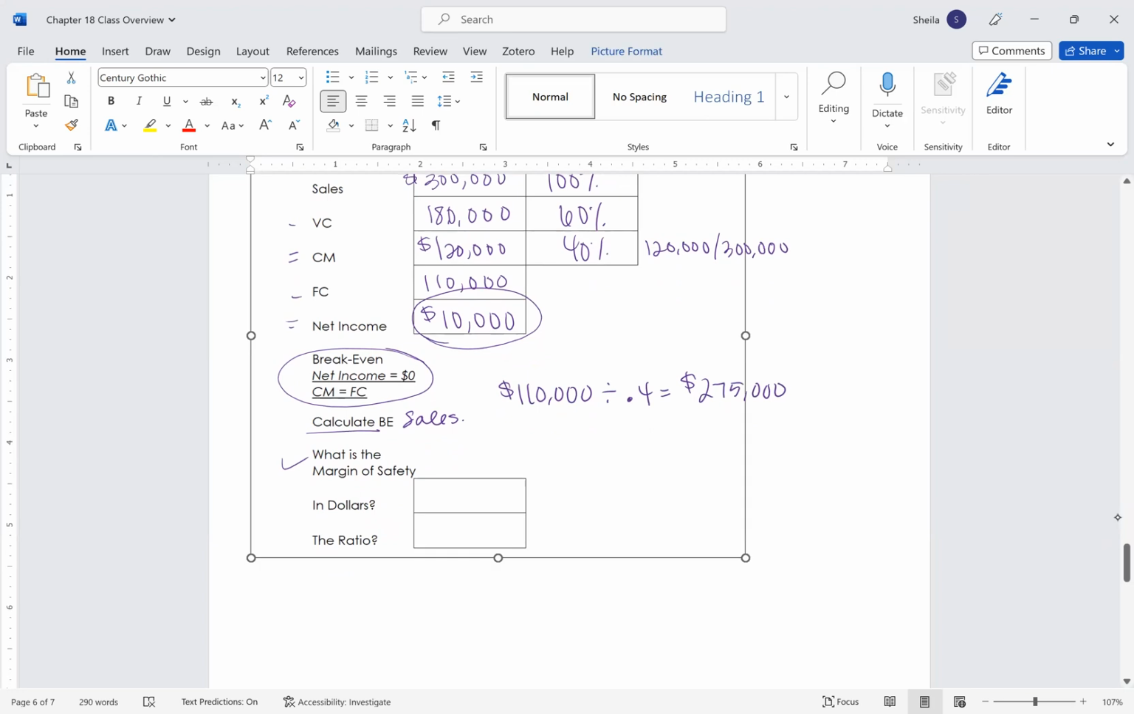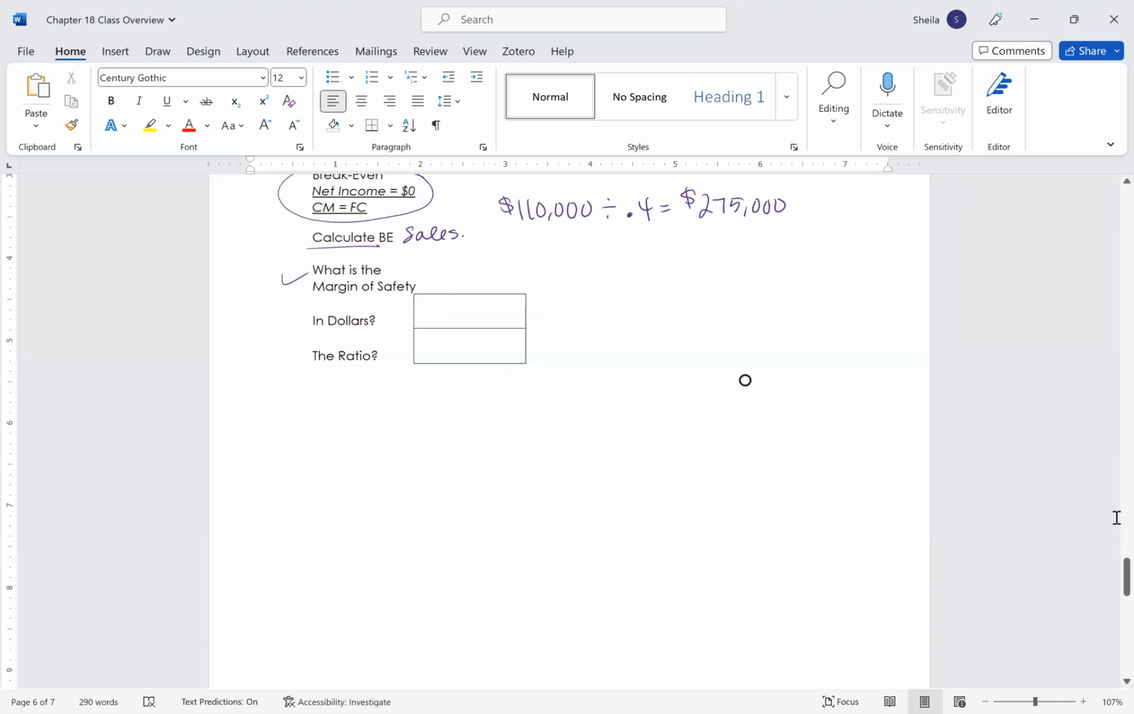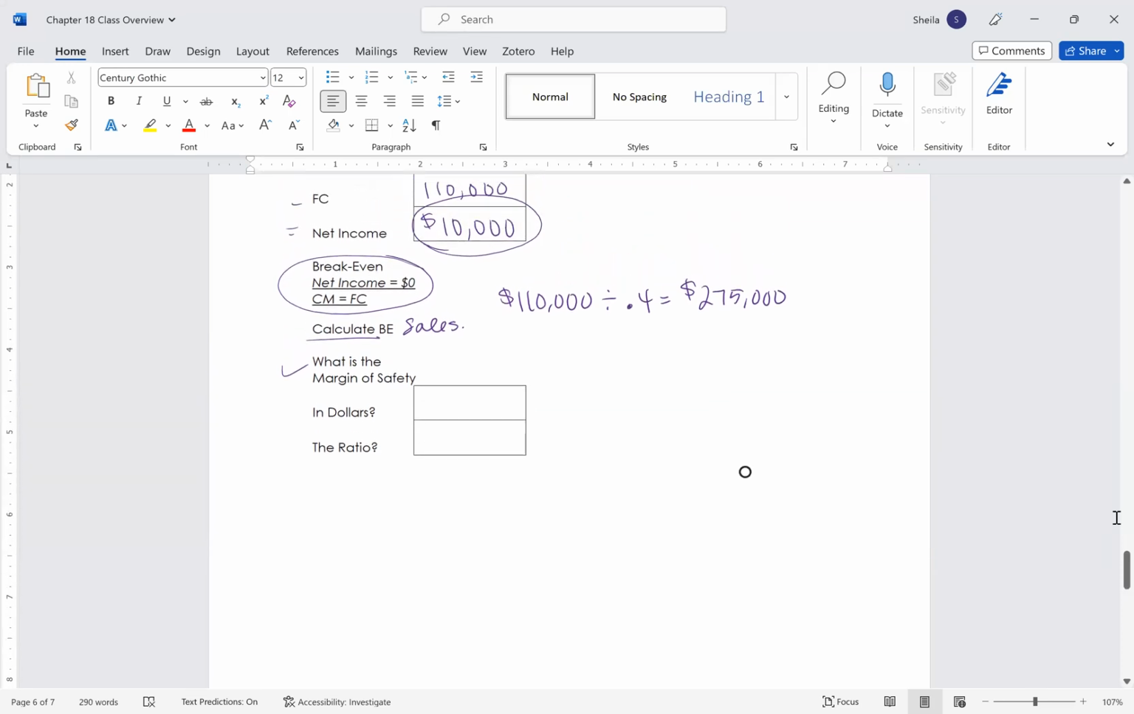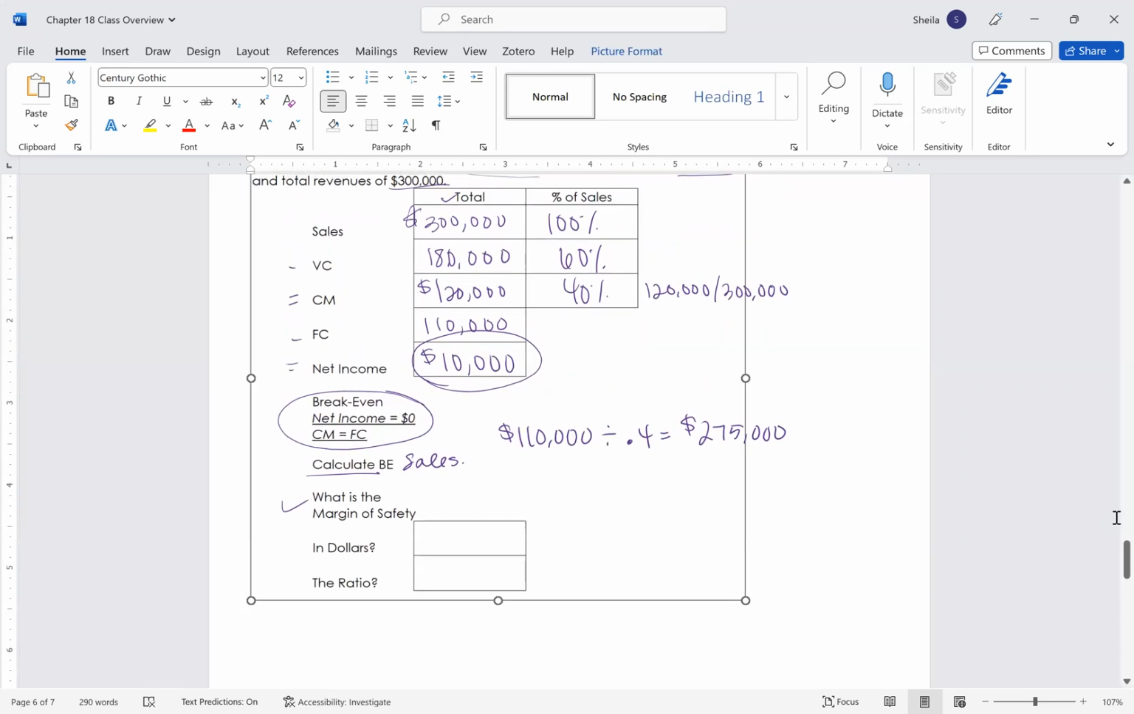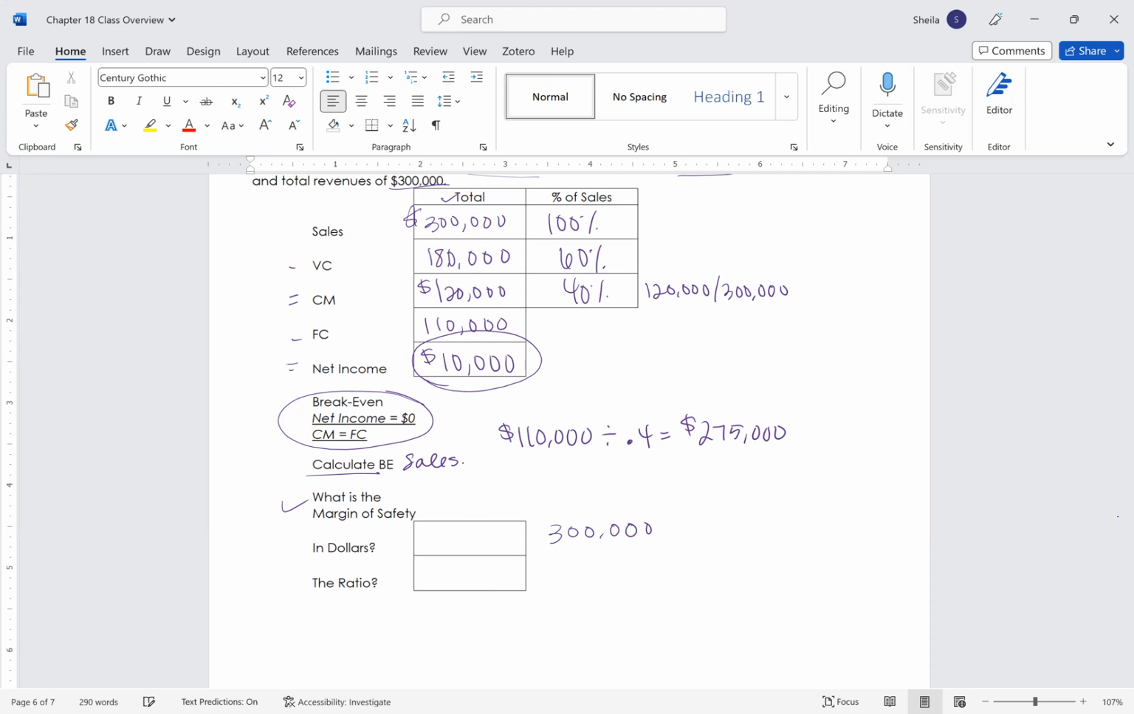So in dollars, what really is margin of safety? Well, again, the margin of safety just says how much can we lose in sales before we start losing money. Now that'd be a hard question to answer if you didn't have the information above, okay? But here it's pretty straightforward. I'm going to take my 300,000, because that was my sales when I'm making 10,000, minus 275,000. So in dollars, my margin of safety is 25,000. So I could say that, well, as long as I don't drop in sales by 25,000, I'll still make money.